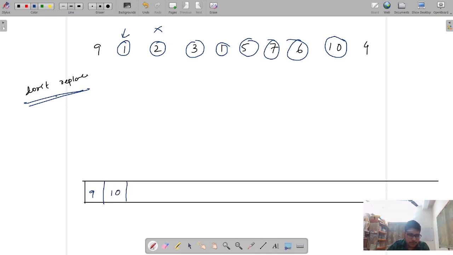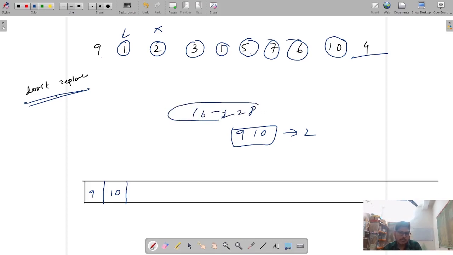Yeah. We definitely push it. And there is no other element. So we got our answer as 10. 9, 10. Right. So we got our answer as 2. So the answer will be, there are elements, how many elements? 1, 2, 3, 4, 5, 6, 7, 8, 9, 10. So the answer is 10 minus 2. So the number of people to remove is 8.